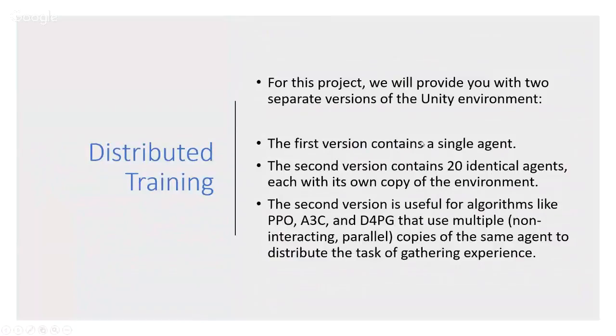You also have distributed training. For this project, we'll provide two separate versions of the environment. The first version contains a single agent, and the second version contains 20 identical agents, each with their own copy of the environment. The second version is used for algorithms like PPO, A3C, and D4PG that use multiple non-interacting parallel copies of the same agent to distribute the task of gathering experience.